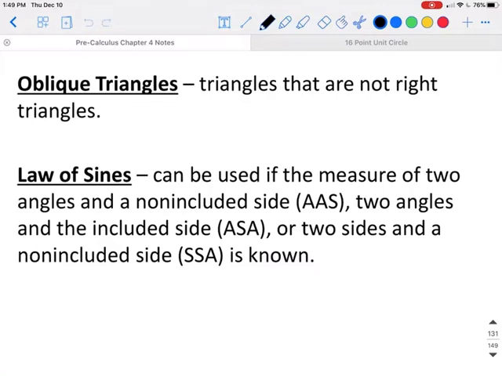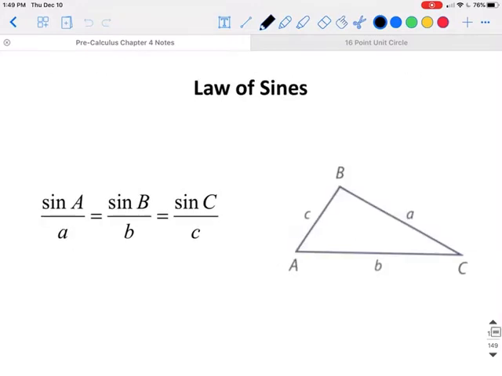The law of sines can be used if the measures of two angles and a non-included side, so angle, angle, side, or two angles and the included side, or two sides and a non-included angle are known.